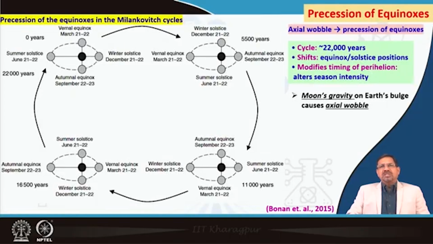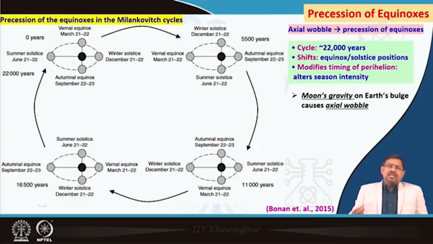Now in terms of the precession, the wobble gives us the precession, which is explained by the precession of equinoxes. All of us know these terms, the summer and winter solstice and the vernal and autumnal equinoxes. At the equinoxes the day and night length are the same, 12 hours. The summer solstice is on 21st June, and the winter solstice is on 22nd December, where you have the longest night and shortest day.